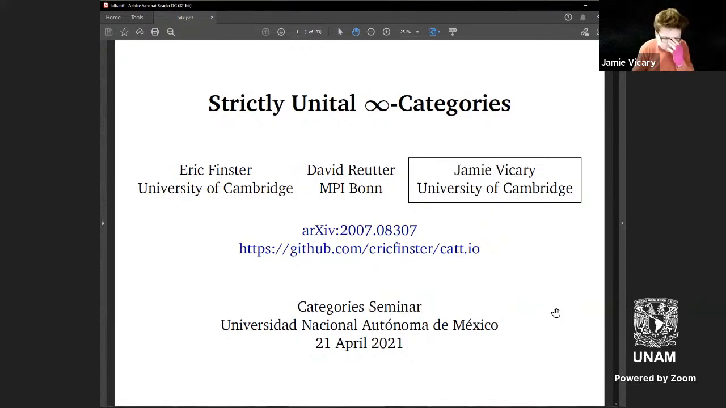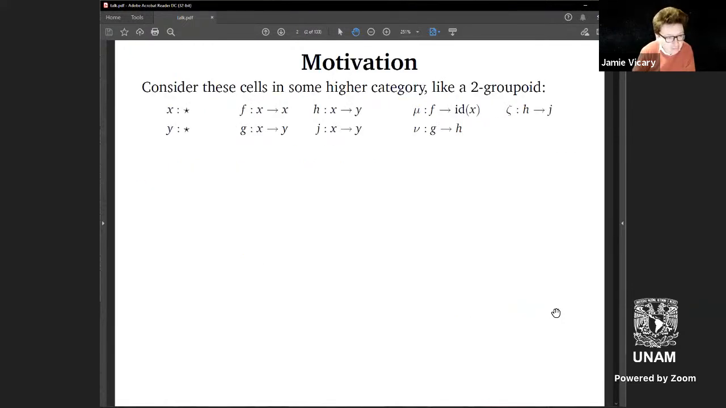Okay, so strictly unital infinity categories. Let's talk about these. Suppose we're working in some higher category. You could imagine that we're in a two-groupoid. And suppose we've got these things to play with.